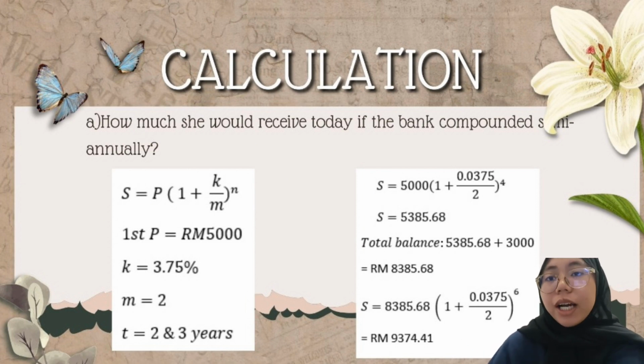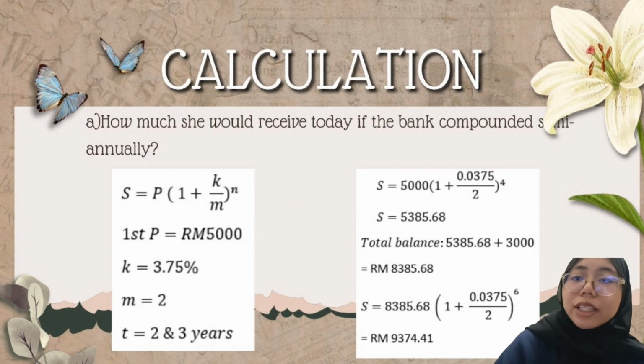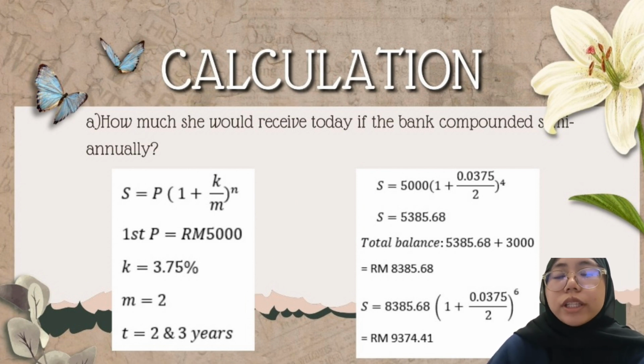So after we identify the parts, we can use them in the formula. As you can see in this picture, I have already written it in the formula. So let's calculate it. Since it's a long equation, we must calculate it in steps. First, we divide it first. In the bracket, 0.0375, we divide it by 2. After we divide it by 2, we must add 1, and we power it with 4. After that, times it with 5,000. So, the first S we will get is 5,385.68 ringgit. The power of N, why do we use 4? It is because we times 2 with 2, which is M times T.